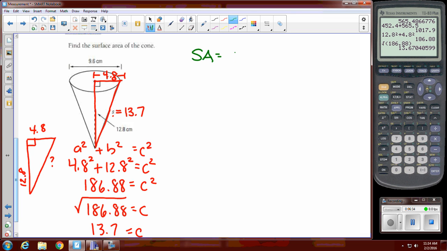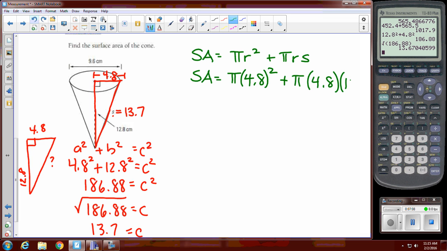Surface area of a cone is pi r squared for the bottom plus pi r s for the lateral area. Now I read the question again, it's just saying find the surface area of the cone. It doesn't say just the lateral, so I need the bottom as well. So this is why this formula works. If it said just find the lateral area, we ignore this altogether. So let's put in the information that we do know. We got pi times the radius, which is 4.8 squared, plus pi times the radius times this slant height we found of 13.7. Again, I'd probably do the pieces separately.